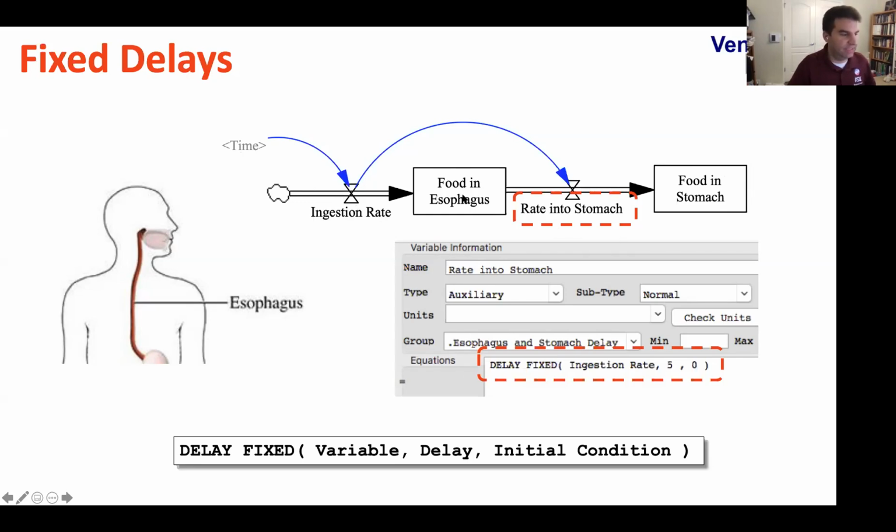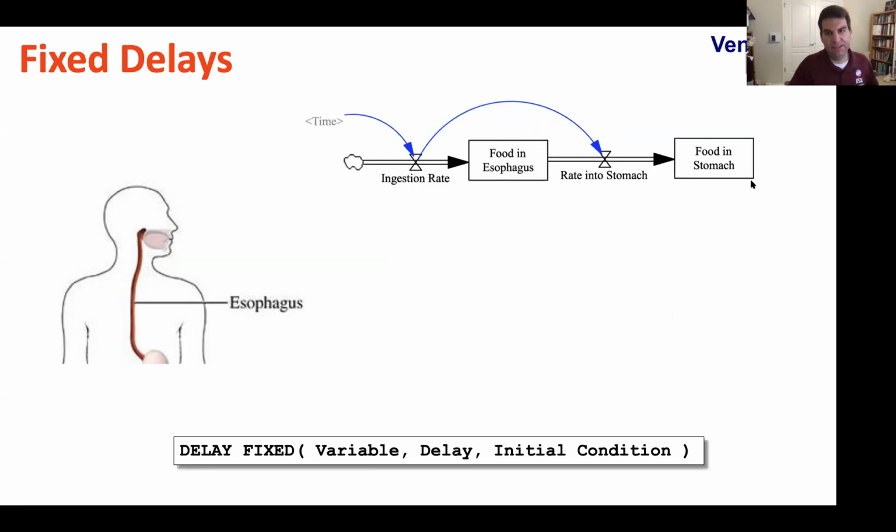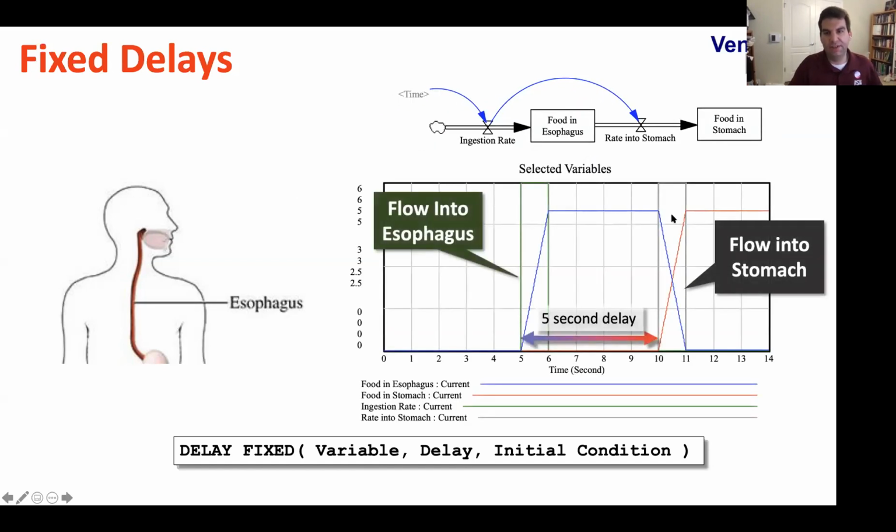And so the esophagus is then going to take on all of that food, and it's going to sit there for the whole 5 seconds. And then this rate in the stomach will, 5 seconds later, effectively empty the esophagus and put all of that food into the stomach. So if I simulate this, then I get a graph that looks like this one.